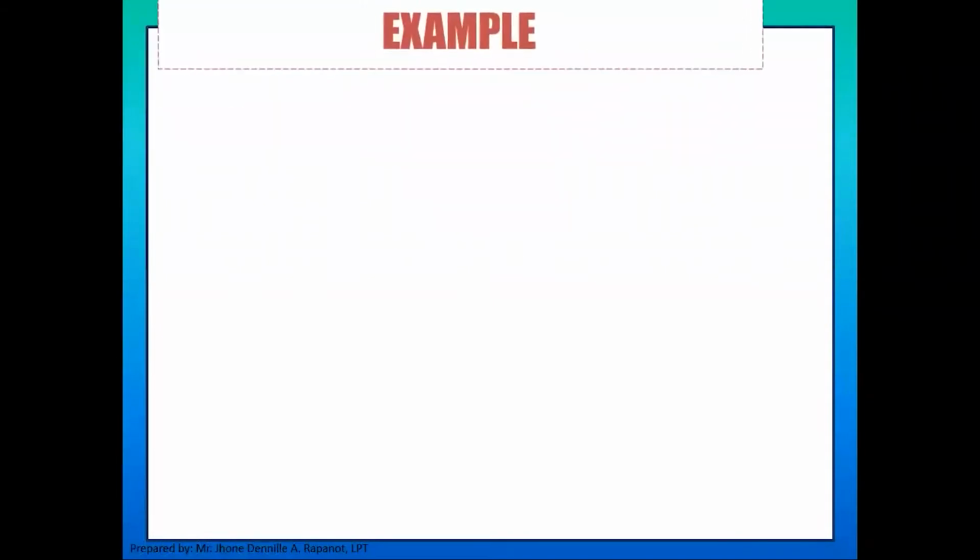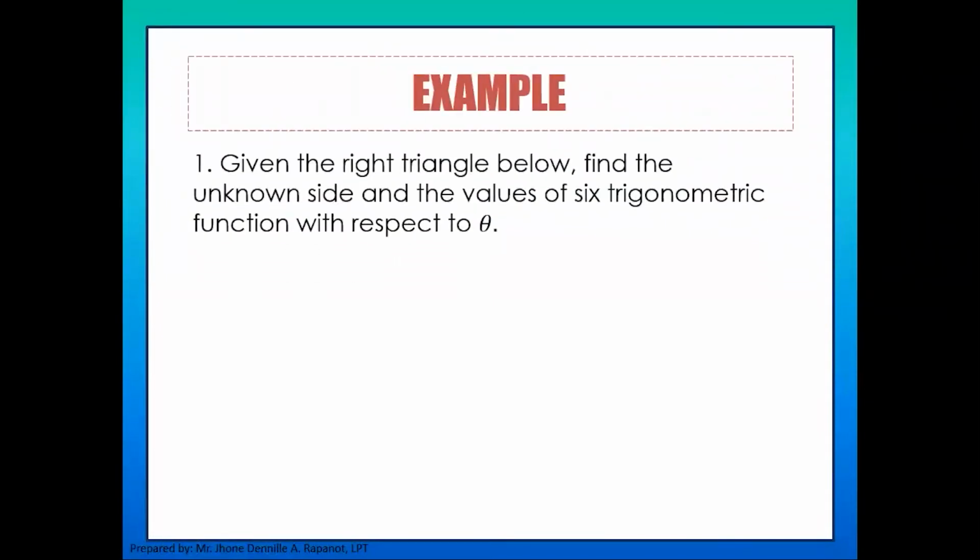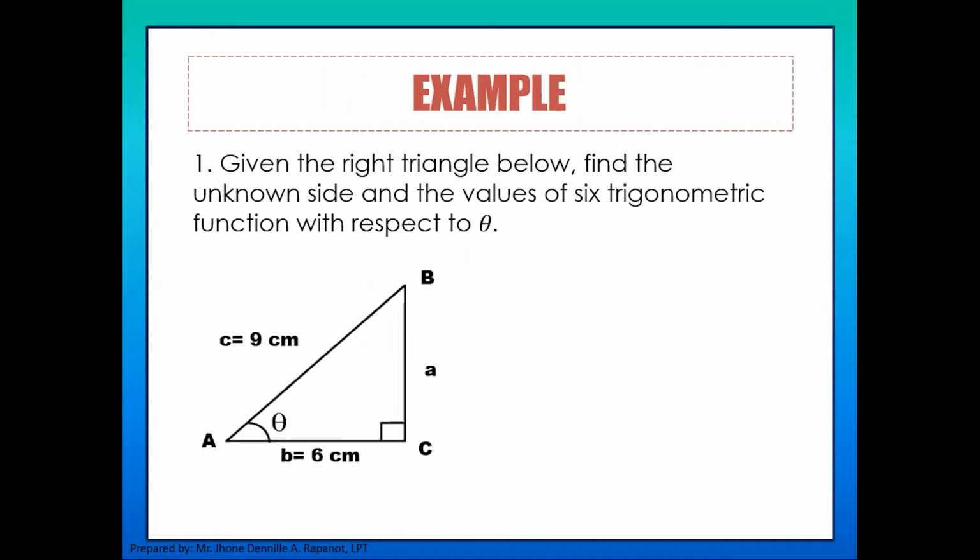For example number 1, given the right triangle below, find the unknown side and the values of 6 trigonometric functions with respect to angle theta. So here's the illustration. We have values for hypotenuse and for leg B. So we don't have value for leg A. By merely analyzing the illustration, we can all agree that we can't jump in solving the values of 6 trigonometric functions because we don't have value for A.